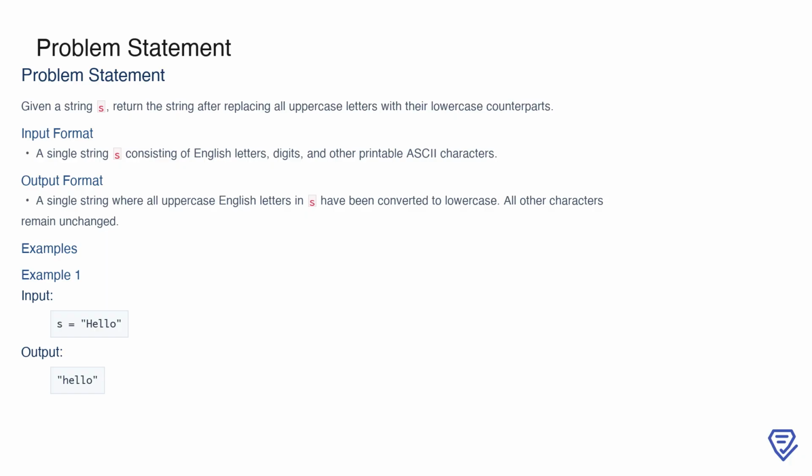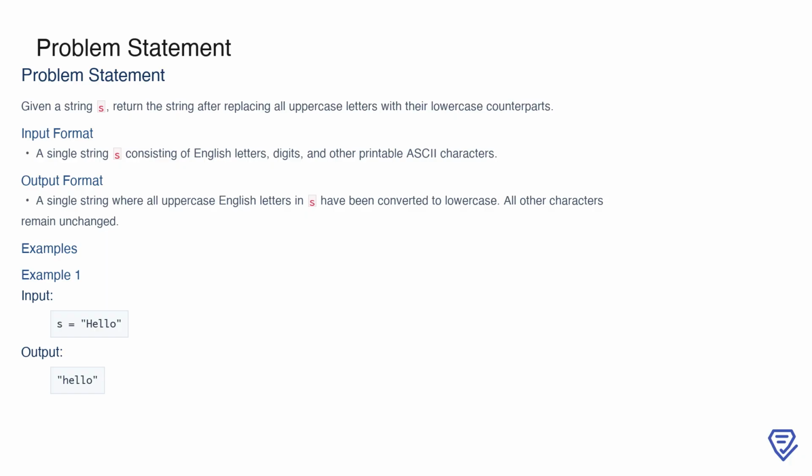Let's dive in. In this problem, we are tasked with transforming a given string, s, by converting all its uppercase letters into their lowercase equivalents. The input string can consist of English letters, digits, and other printable ASCII characters. It is important to note that only uppercase English letters are affected by this transformation. Everything else, including lowercase letters, numbers, and symbols, remains unchanged.